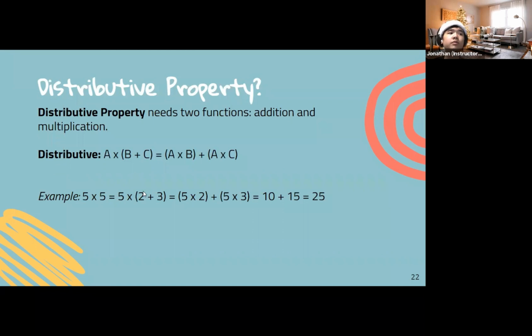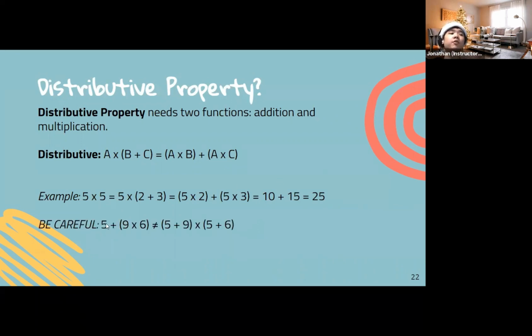So for example, 5 times 5, right? We know it's 25. But what if I wanted to split the second 5 into 2 plus 3? It's still 5 times 5, but 5 is 2 plus 3. Then I multiply 5 times 2 plus 5 times 3, and I will get 10 plus 15 equals 25. This is a very, very important property, especially when you get to algebra 1, algebra 2, and so on. You'll need this. It's fundamental that you know the distributive property.